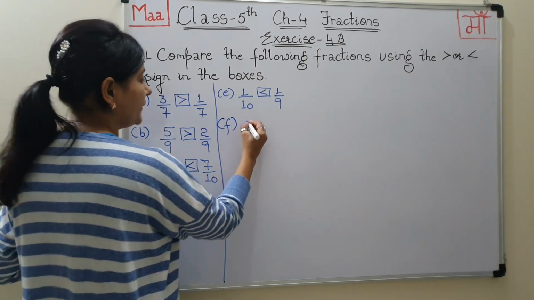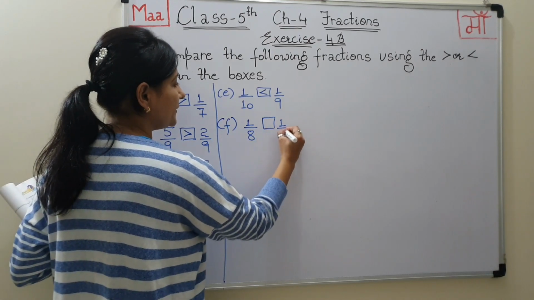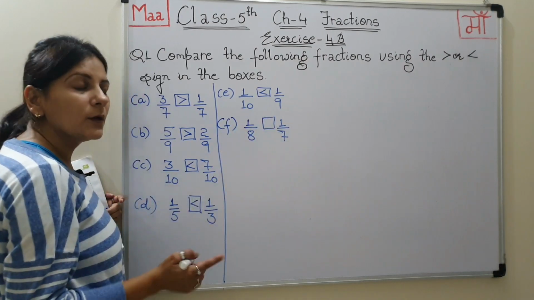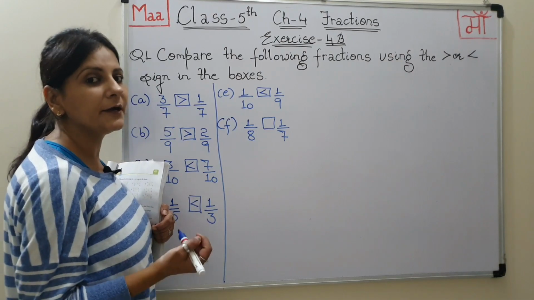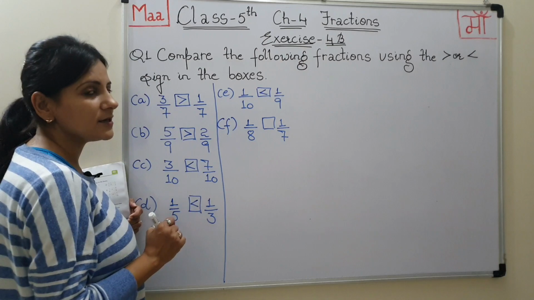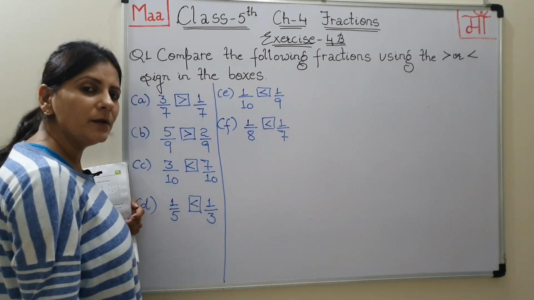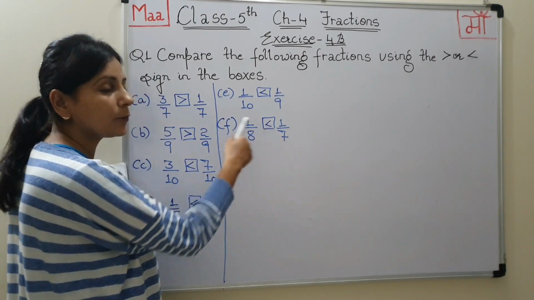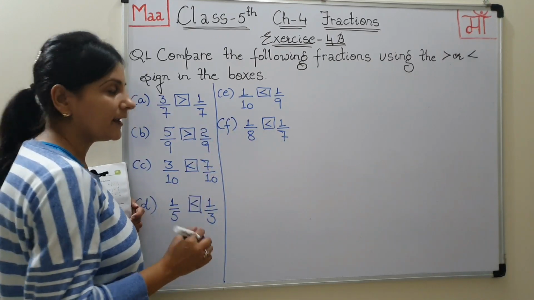Okay, see F part. In F part, it is again the numerator same, 1 upon 8 and on the other side 1 upon 7. See, again the numerators are same. So if the numerator is same, then the smaller value in the denominator will be the greater value. So from 8 and 7, the smaller is 7. So the sign will go towards 1 upon 7 and we will read it as 1 upon 8 is smaller than 1 upon 7. Or you can say 1 upon 7 is greater than 1 upon 8.